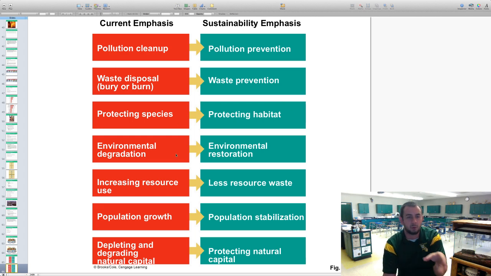We environmentally restore instead of degrade. We use fewer resources, or we waste fewer resources. We need to figure out a way to stabilize our population as a whole and protect our natural capital. When we do this, the world will be a much better place. And I won't be teaching this class anymore. I'll be done teaching this class, and I'll switch to something else, probably change careers, if this ever happened.